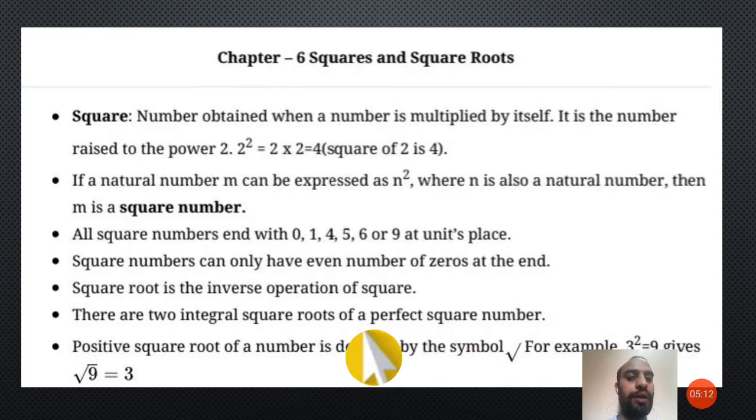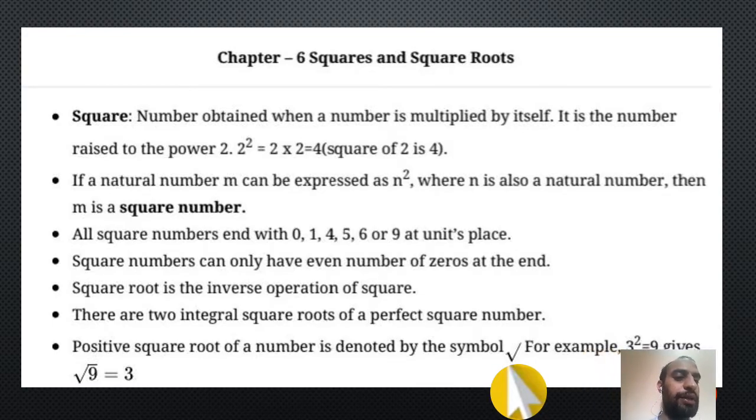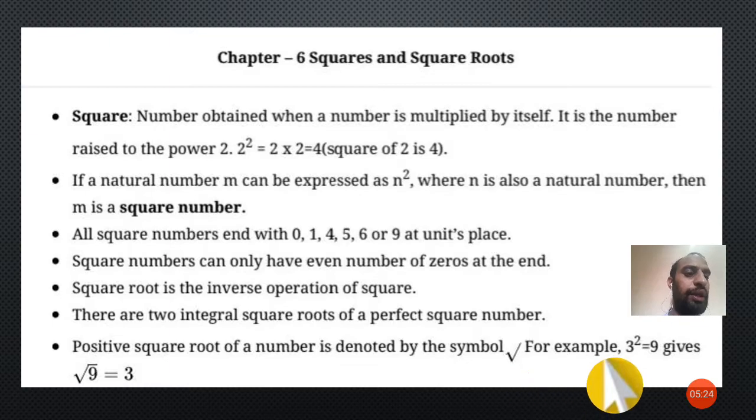Definitely we have two numbers, plus and minus, but for a positive number we always use a symbol like this. This is the symbol of square root, and you can see here it is given to you: 3 square is equal to 9. If you are interested in taking the square root of 9, you can write it in this form and you will get the answer equal to 3.